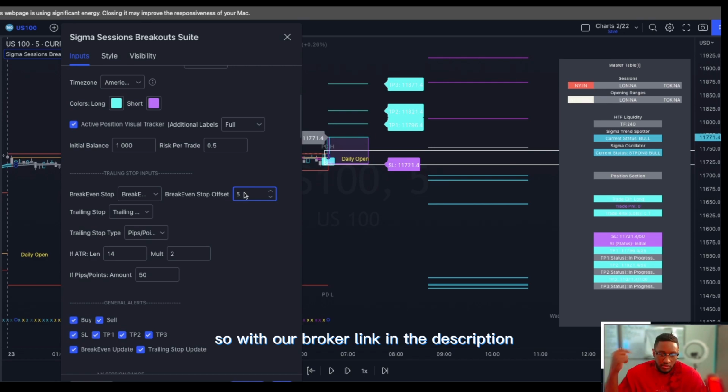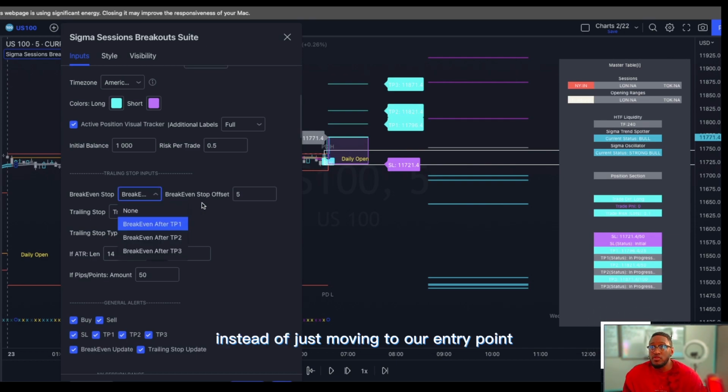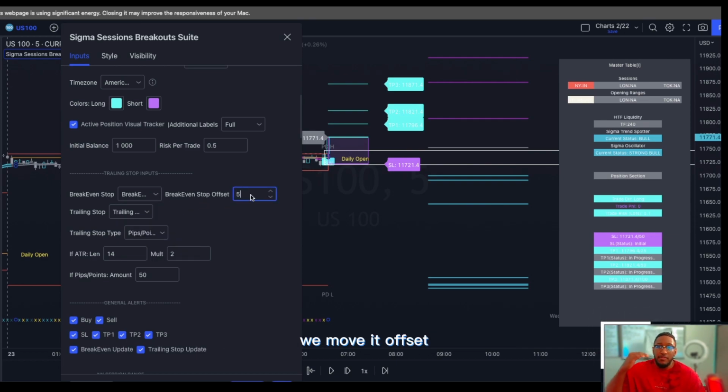So with our broker, link in the description, HeroFX, during New York session with a raw spread MT5 account, the spread for NASDAQ is only 5 points, 1 point for US 30, right? So when moving to break even, instead of just moving to our entry point, we move it offset, meaning into profit, basically 5. So it covers our spread.